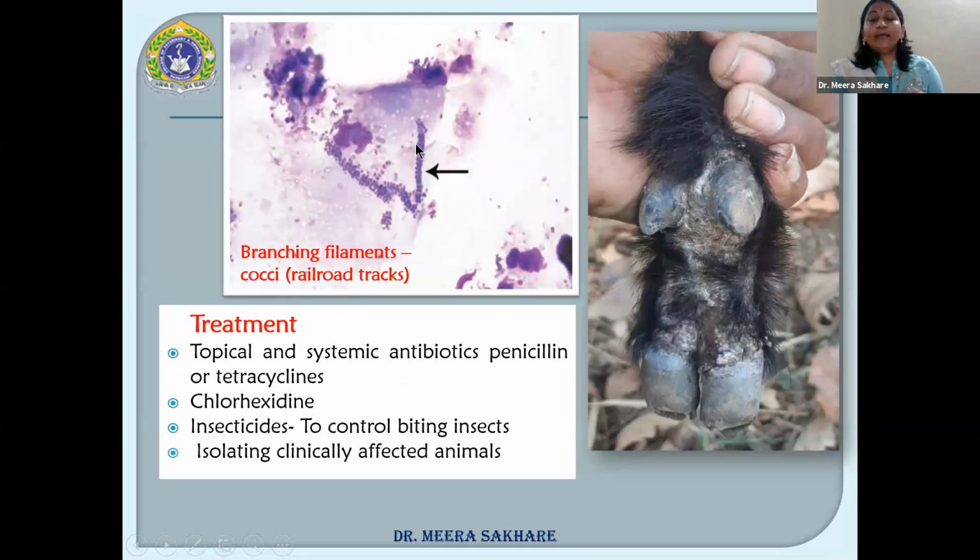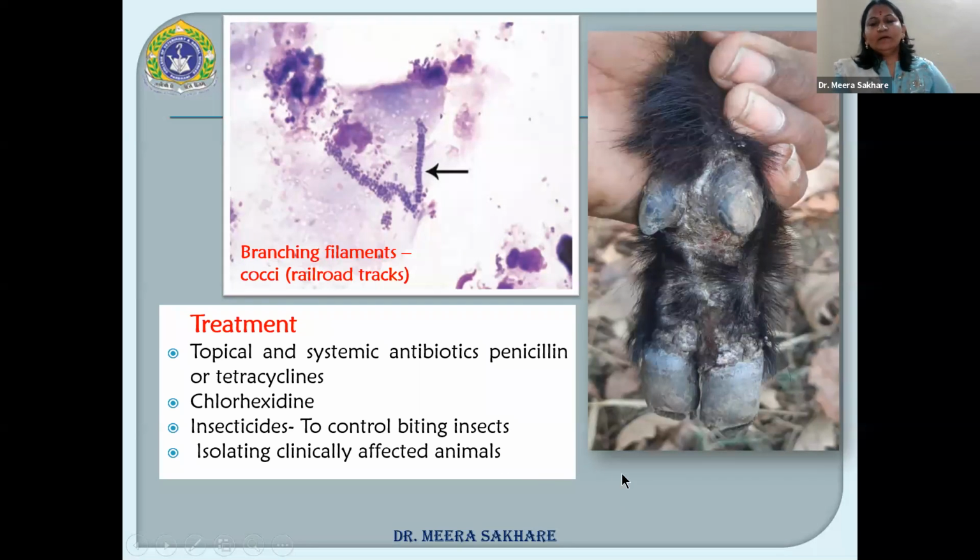When we take an impression smear or skin scraping, at that time you can see the filamentous branching pattern of this bacteria. This gram-positive bacteria has a railroad-like appearance. They are in parallel lines, which we can see on microscopic examination. Here, the distal leg of the animal is mostly affected, because during the rainy season or due to mud, these areas are constantly in contact with water, and we can see more multiplication of bacteria.